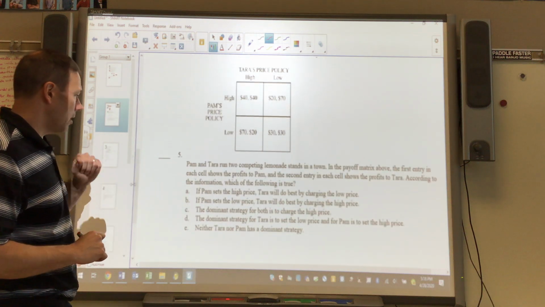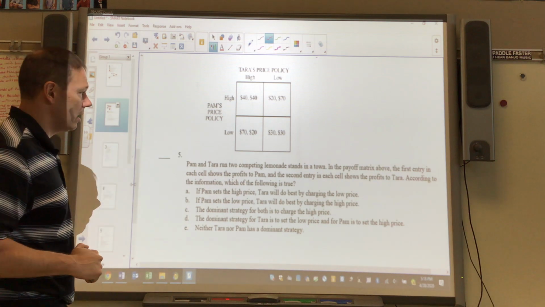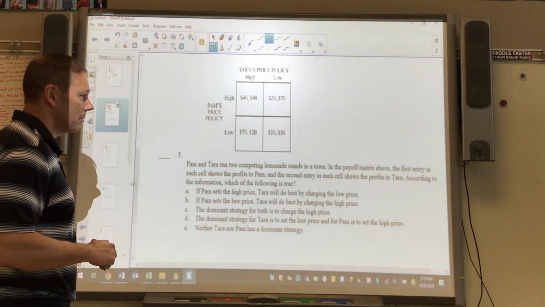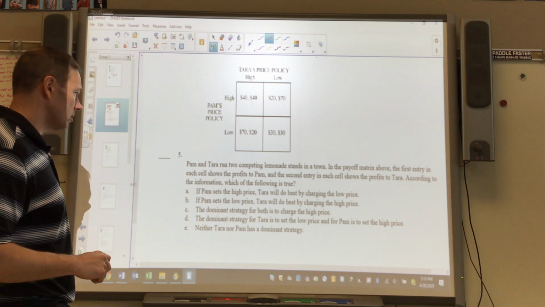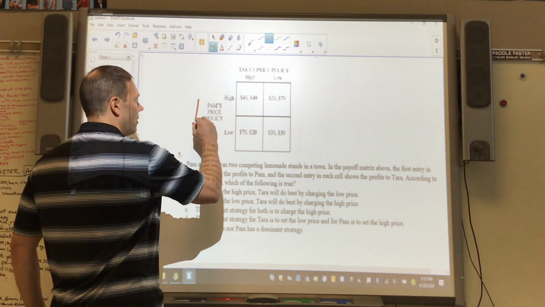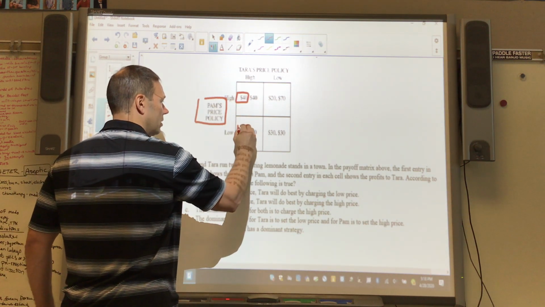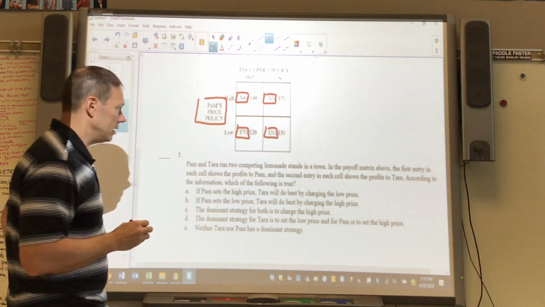All right, we got our payoff matrix here, our game theory. So Pam and either Tara or Tara, depending on your nationality, run two competing lemonade stands and so forth, and it shows high price and low price and all kind of fun stuff. Remember, I always like to do a little box thing just to make it a little bit easier to see whose profit we're working with or looking at any given time.